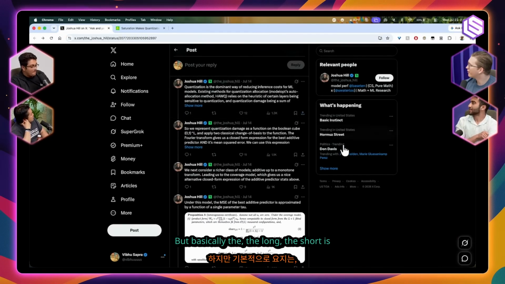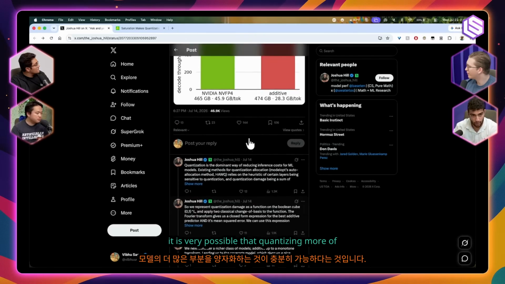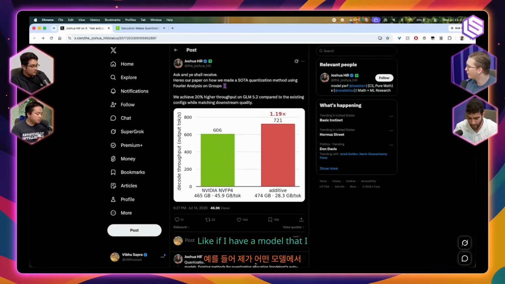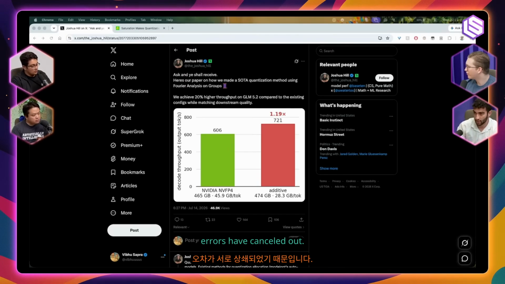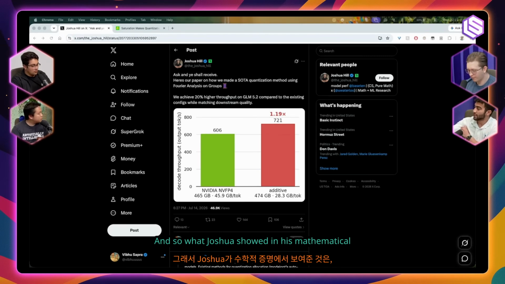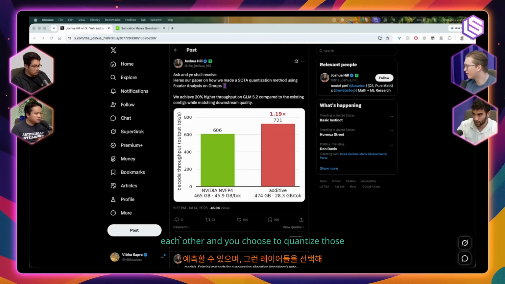But basically, the long and the short is, it is very possible that quantizing more of the model makes the results better. If I have a model where I quantize layers 1, 5, and 10, and another model where I only quantize layers 1 and 2, it is possible that the model in which I quantized more is going to perform better because the quantization errors have canceled out. What Joshua showed in his mathematical proof, where he had a verifier in, is that you can predict which layers are going to have quantization errors that will cancel out with each other, and you choose to quantize those layers.